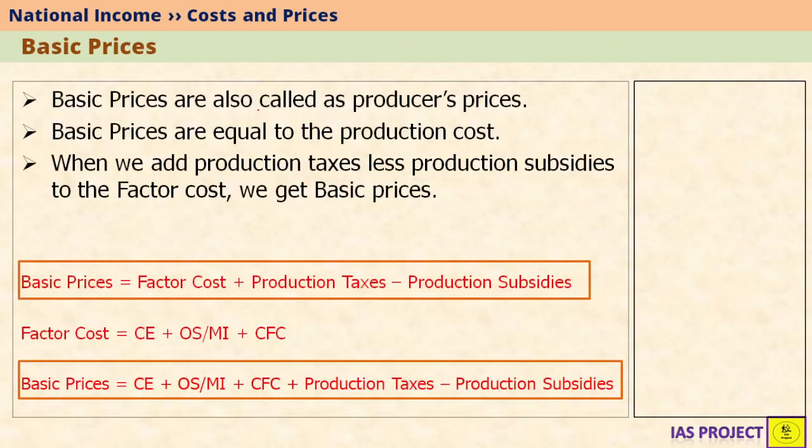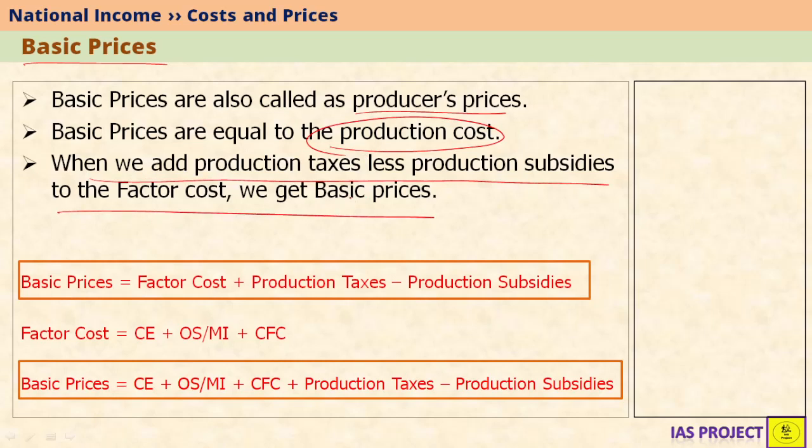We have seen what factor cost is. Now let's look at what basic prices are. Basic prices are also called producer's prices. Basic prices are equal to the production cost. When we add production taxes less production subsidies to the factor cost, we get basic prices.